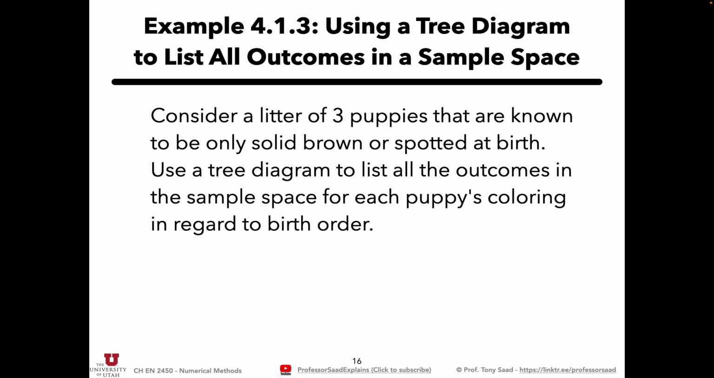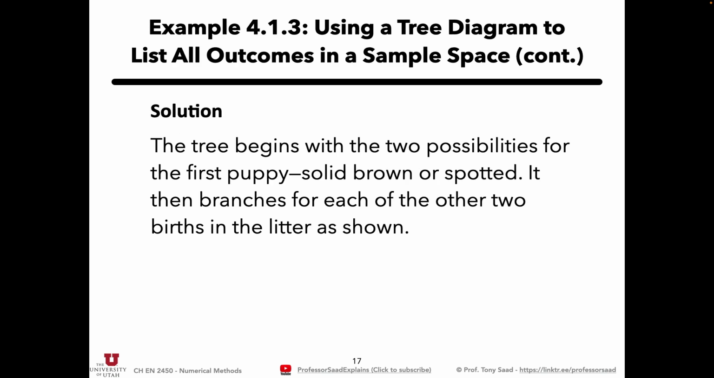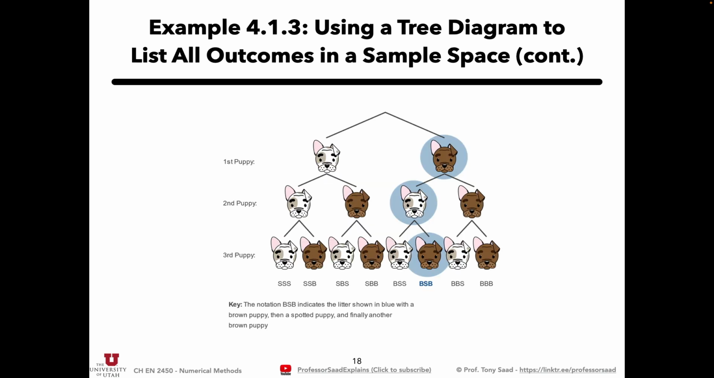Consider a litter of 3 puppies that are known to be only solid brown or spotted at birth. Use a tree diagram to list the outcomes in the sample space for each puppy's coloring in regard to birth order, okay? So the tree begins with the 2 possibilities for the first puppy, solid brown or spotted, and then branches out for the other 2 births in the litter as shown. So the first puppy could be spotted or brown, and then each one can branch out, and you can see how the number of things explodes.